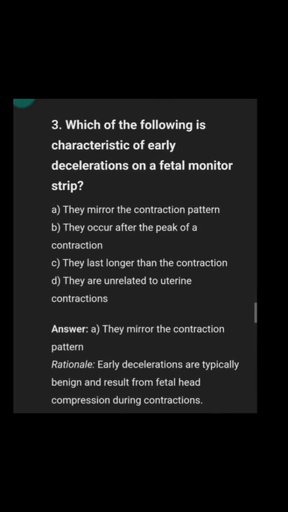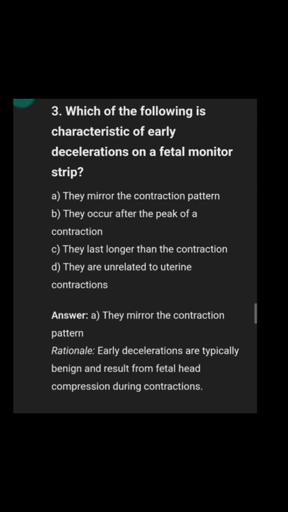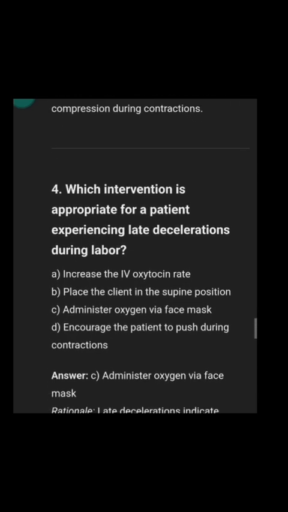3. Which of the following is characteristic of early decelerations on a fetal monitor strip? A. They mirror the contraction pattern. B. They occur after the peak of a contraction. C. They last longer than the contraction. D. They are unrelated to uterine contractions. Answer: A. They mirror the contraction pattern. Rationale: early decelerations are typically benign and result from fetal head compression during contractions.